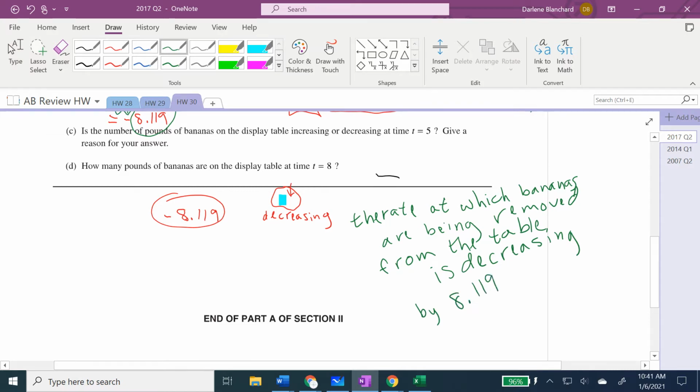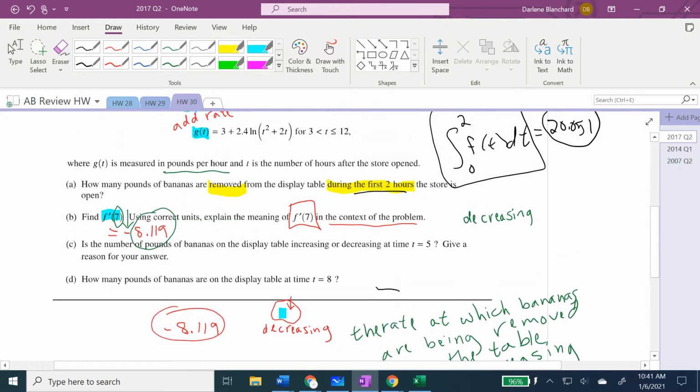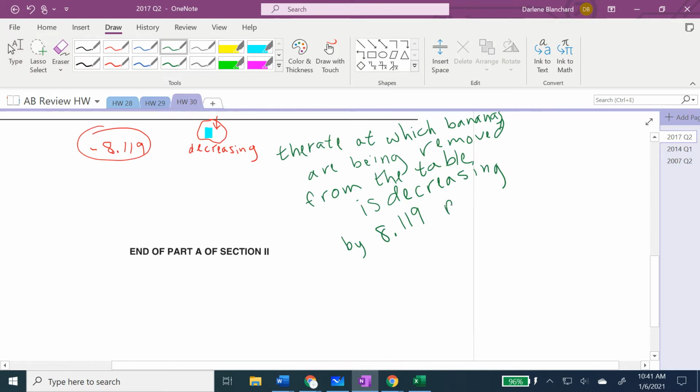8.119. Now, F alone is pounds per hour. And this is the rate of change of that, so another per hour. And then I need to state at 7 hours after the store opens.